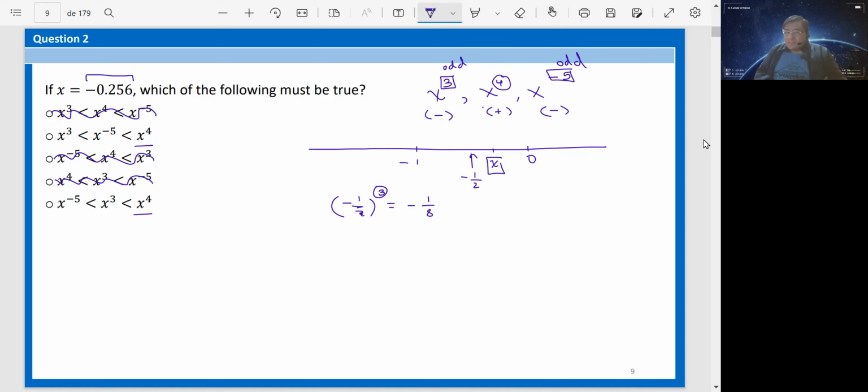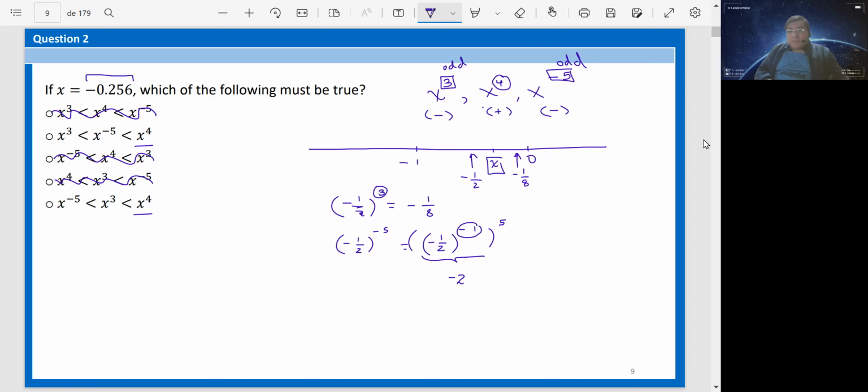So this number is negative 1/8. What about negative 1/2 to the negative 5? We can interpret this as raising negative 1/2 to negative 1, and then all of this to 5. Because the negative 1 exponent we can interpret as taking the inverse or reciprocal of the real number negative 1/2. So this becomes simply negative 2.